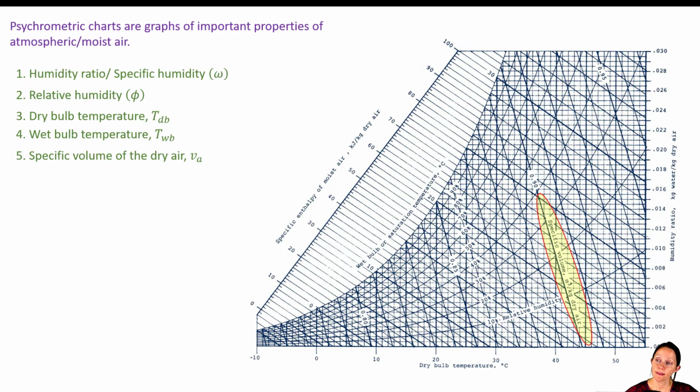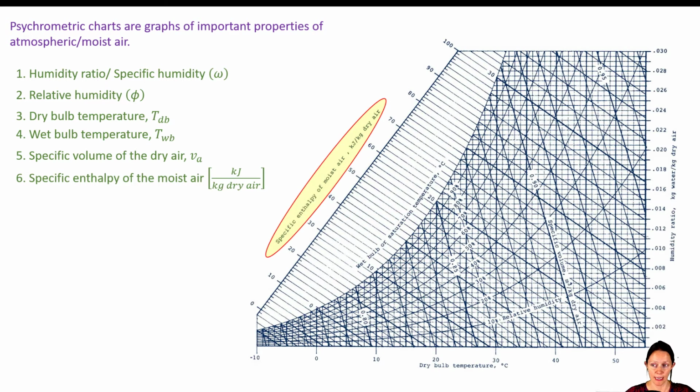All right, another property that you can get is the specific volume of the dry air. So that's in units of meters cubed per kilogram of dry air. If I'm along this red line here, it looks like I'm between the specific volume lines that are explicitly labeled at 0.8 and 0.85. So if I count up, I'm right at about 0.84 meters cubed per kilogram of dry air.